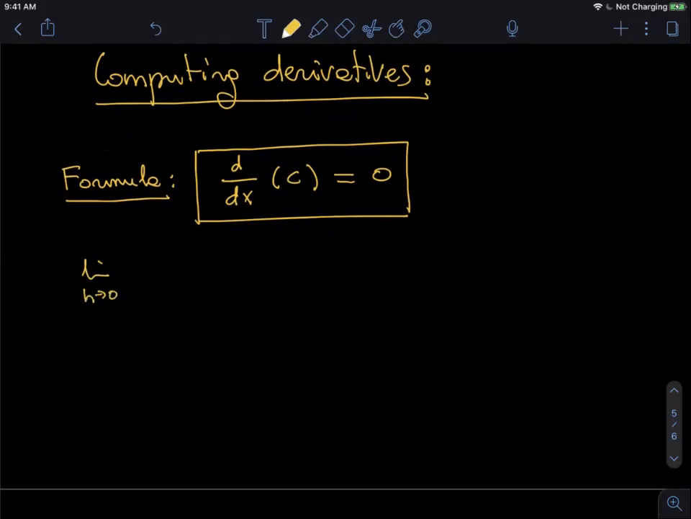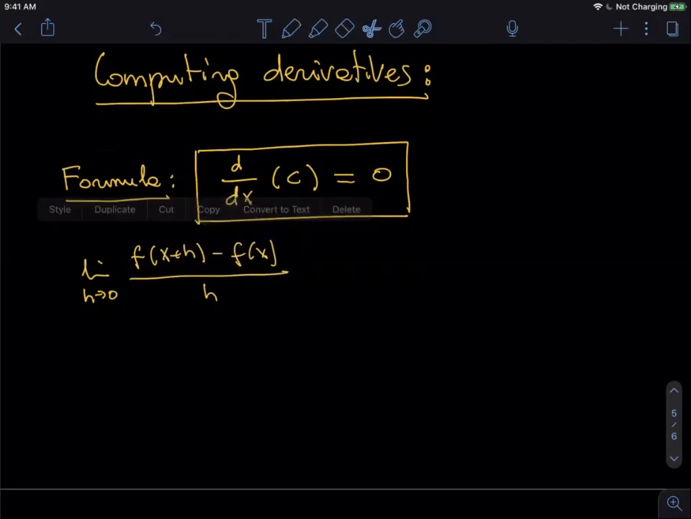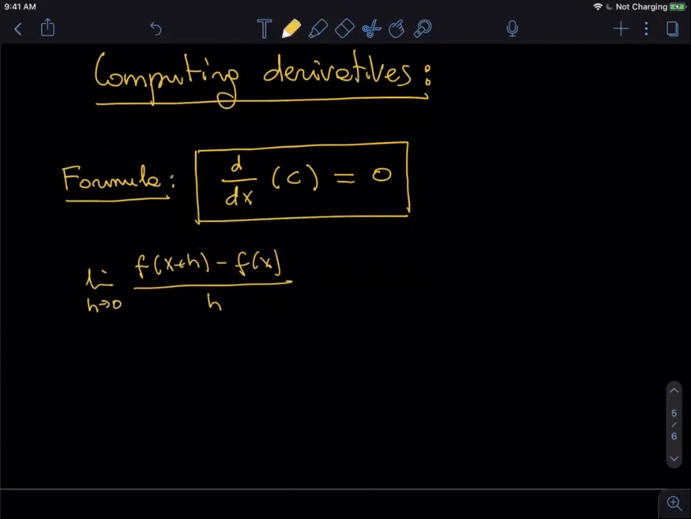Let me use the limit as h tends to 0 of f of x plus h minus f of x divided by h. Remember, there are two definitions for derivative. Okay, one, the limit is as x tends to a, the other one is as h tends to 0. They work the same. Sometimes one or the other may be more convenient. We need to be able to work with both.